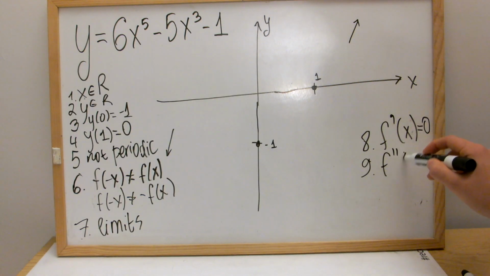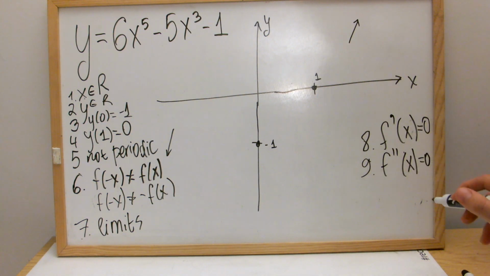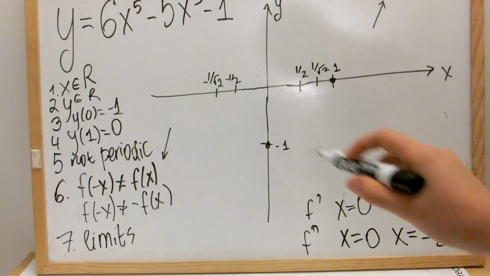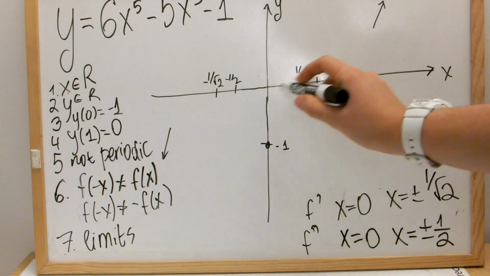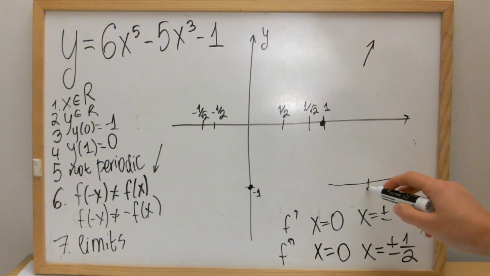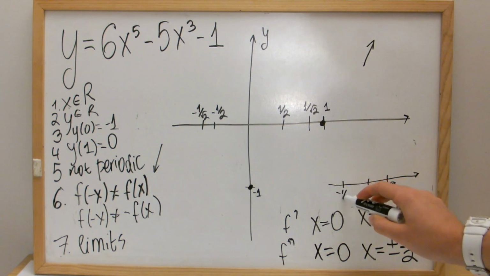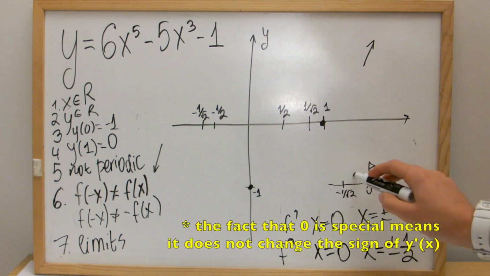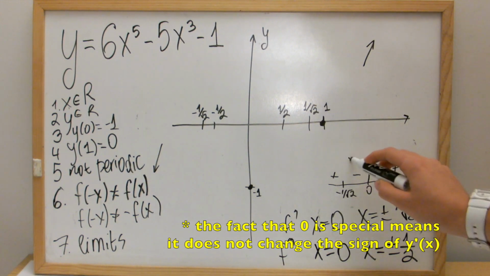I will omit the details for the second derivative, but you can trust me that we have these values, 0 and plus minus a half. When putting them onto an x-axis, don't mess it up, because 1 over root 2 is actually bigger than a half. There's a nice way of looking at stationary points that we were taught in Russia that I won't go into now, but basically pluses mean the function will be increasing, minus is decreasing.